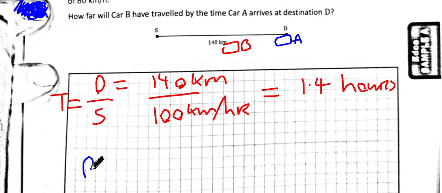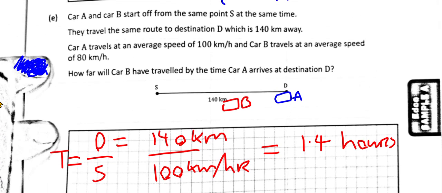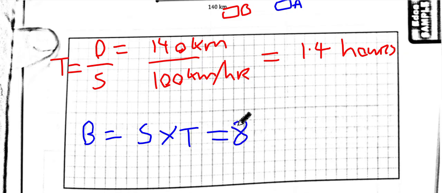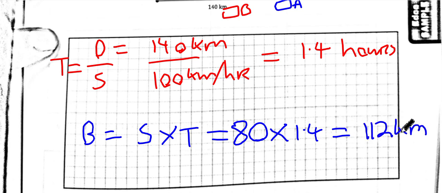Now, the next question is, how far did B travel in that time? So, distance equals speed multiplied by time. How far did it actually travel? How fast is B going again? And then multiply 80 by 1.4. And what do we get? 80 multiplied by 1.4? 112. Okay? 112 kilometers, yeah? But the other car completed 140. So how far away is it? Subtract them and you get 28.